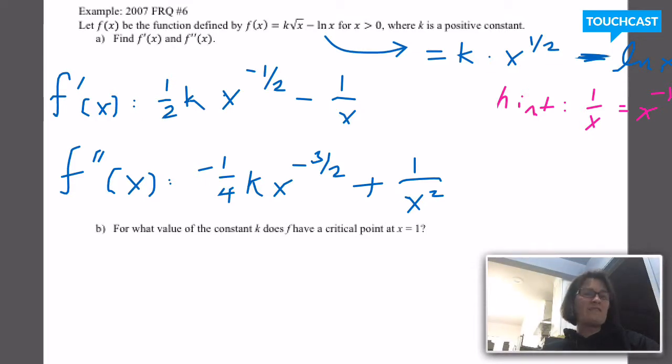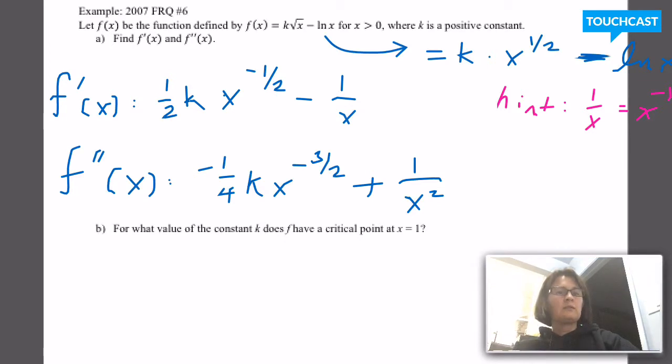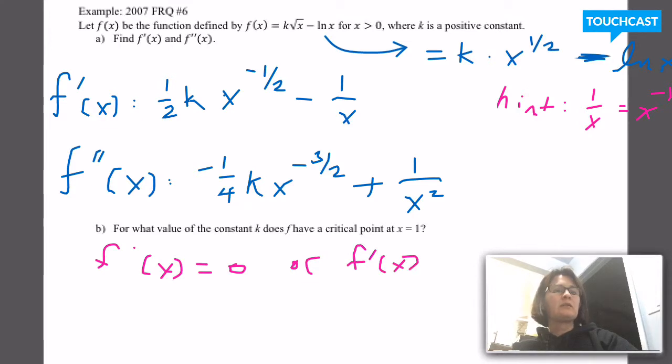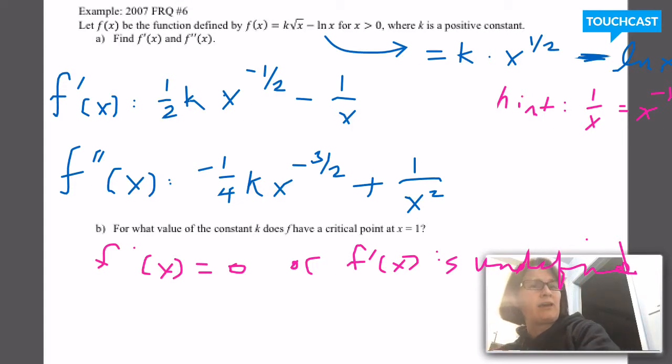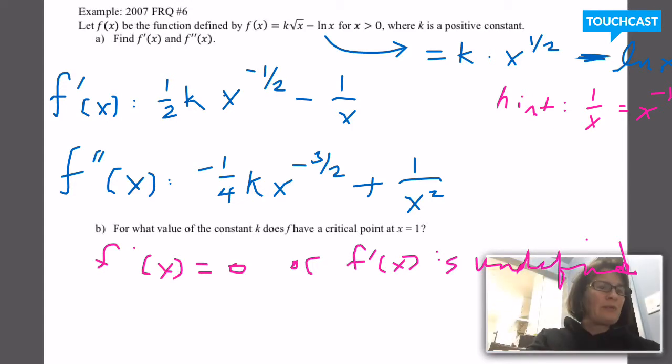Now I've been asked for what value of the constant k does f have a critical point at x equals 1. So what's going on here? A function has a critical point when its derivative, f prime of x, equals 0, or f prime of x is undefined. And we don't know going in which it's going to be, if we're going to find our critical point by setting f prime of x equal to 0, or if we're going to find it by setting f prime of x to not exist.